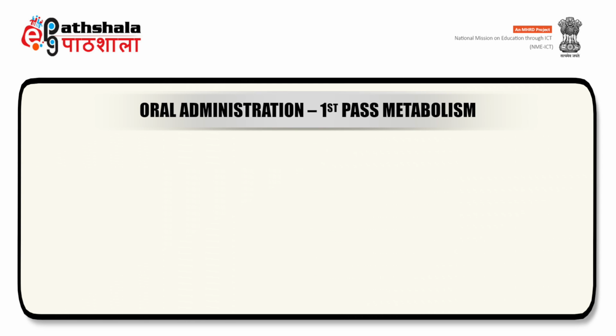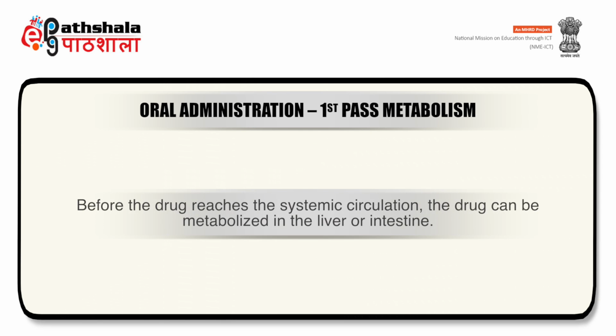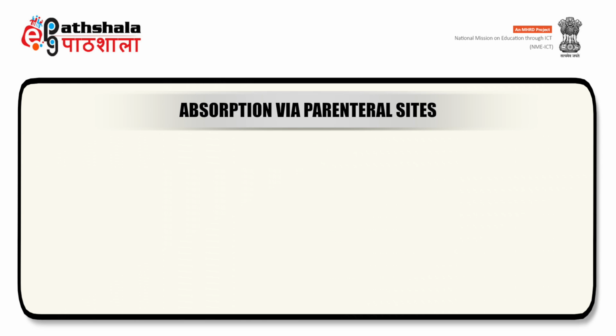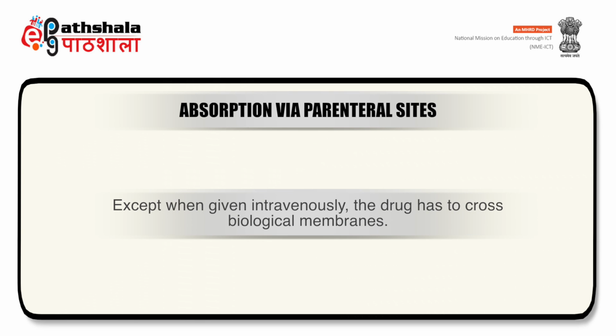Now, we'll talk about oral administration and first pass metabolism. Before the drug reaches the systemic circulation, the drug can be metabolized in the liver or intestine. As a result, the concentration of drug in systemic circulation will be reduced. Now, we'll discuss absorption via the parenteral site. Except when given intravenously, the drug has to cross a biological membrane.